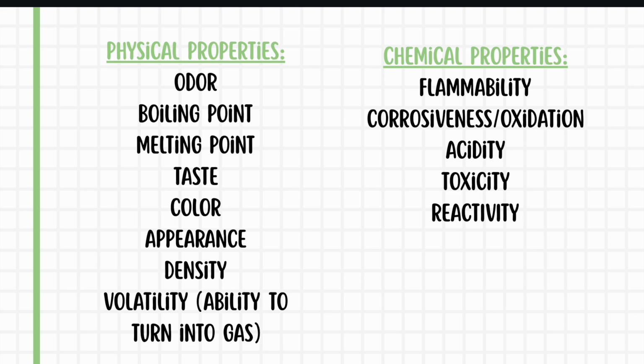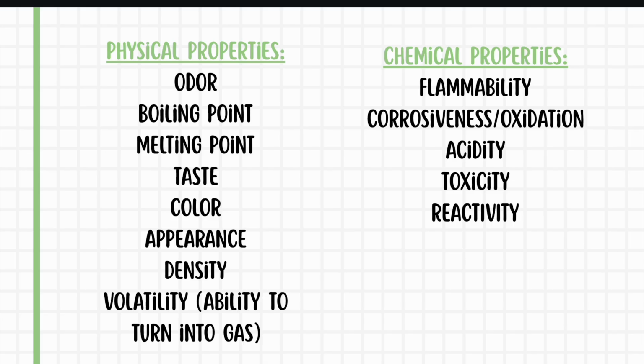Let's talk a little bit more about physical properties and chemical properties. Physical properties include odor, boiling point, melting point, taste, color, appearance, density, volatility. Physical properties, again, to put it into perspective, it's just changes in the way that something looks, right? Changes in smell, changes in taste, and color, changes in these more visible characteristics.